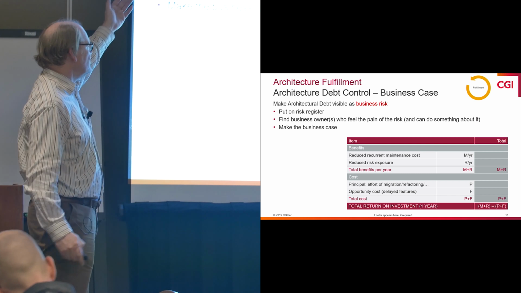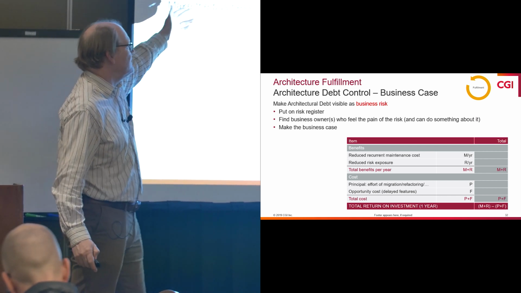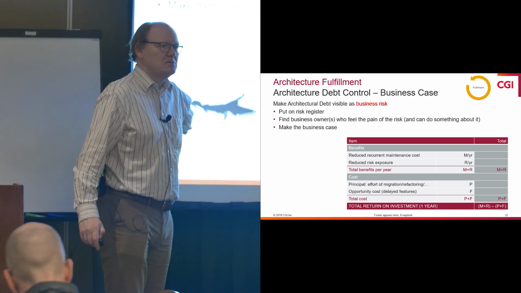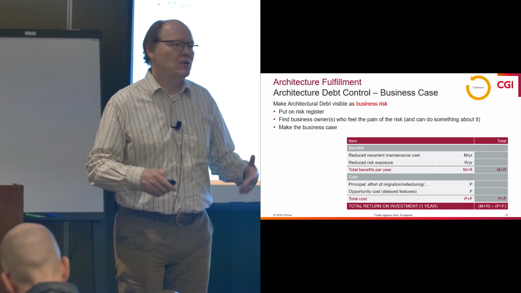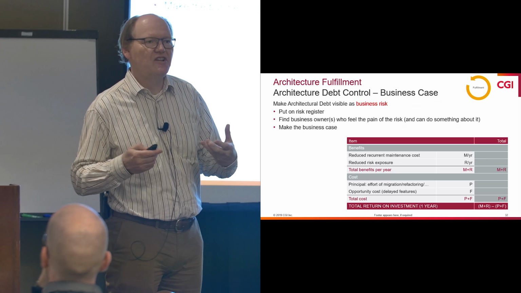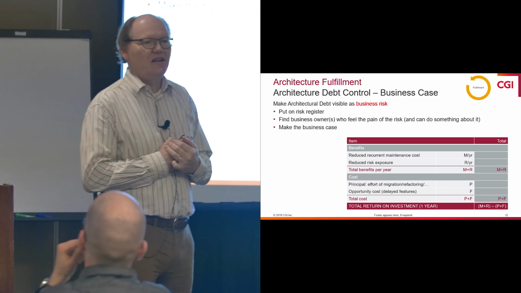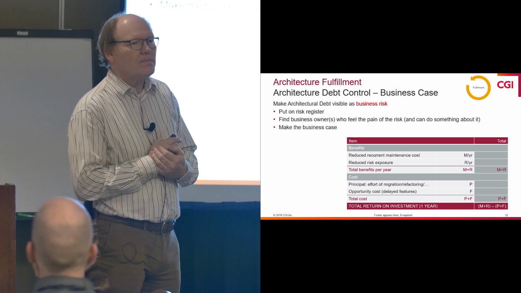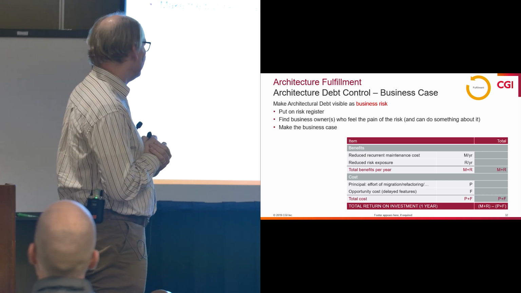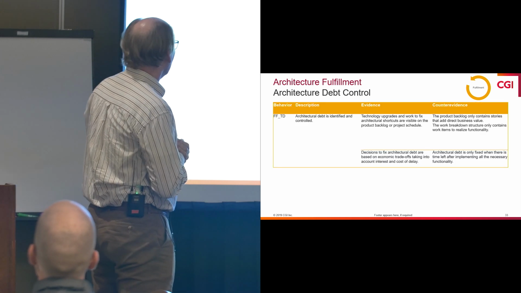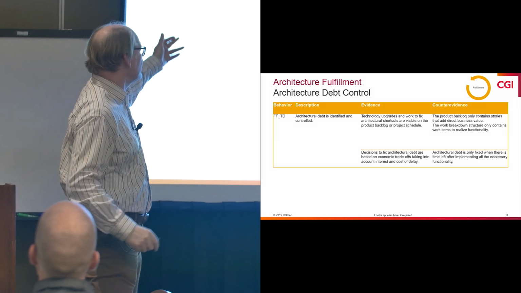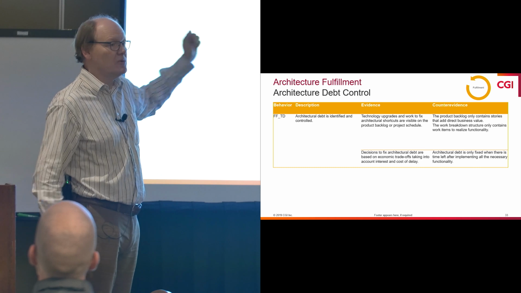So you can put it on a risk register. You should find business owners who feel the pain of the risk, and you should make business cases. You should actually translate the whole conversation about technical debt into terms that the business owners understand. That's kind of difficult. So the behavior is architectural debt is identified and controlled.